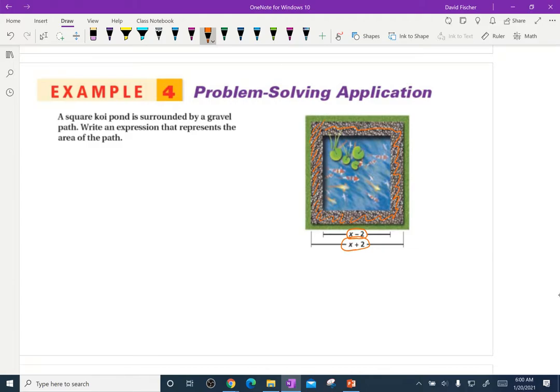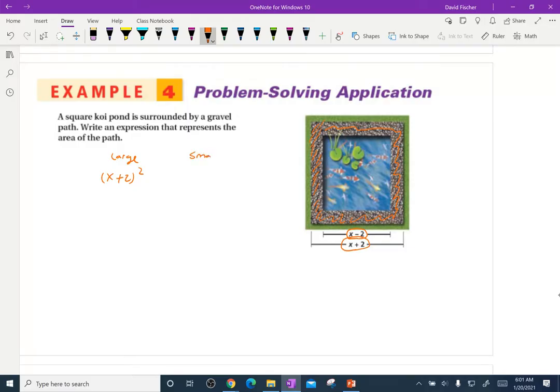Do you agree if I found the big square's area, I could subtract the small square's area, and then that would give me just this orange area, the path? So let's do that. Let's find the large one. I want to say large over here, which would be x plus 2, and that would be squared, because it is a square.